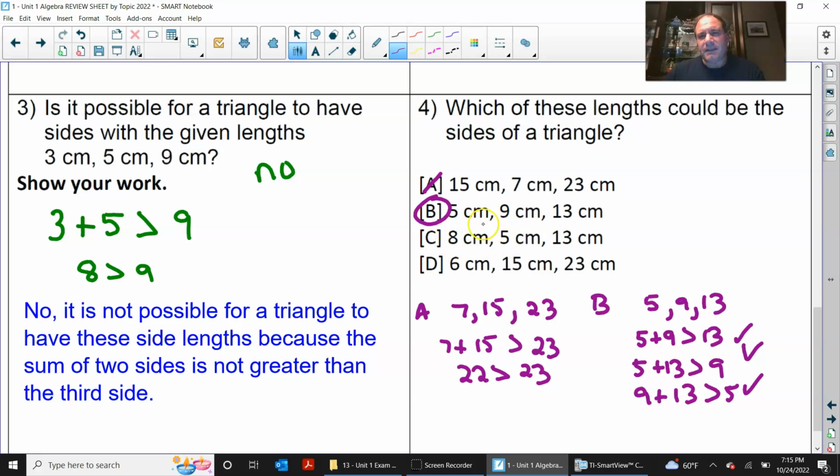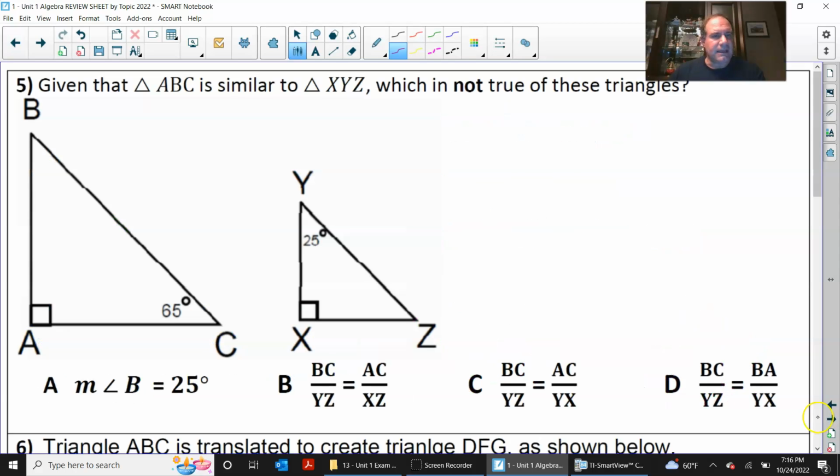So say if I take 8 plus 5, that is equal to 13. Remember, 13 is not greater than 13. 13 is equal to 13. So we have 6 plus 15. 6 plus 15 is not greater than 23. That's why that's out. So B is your answer, and that is that.